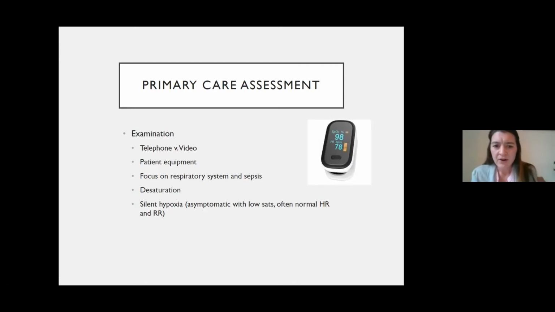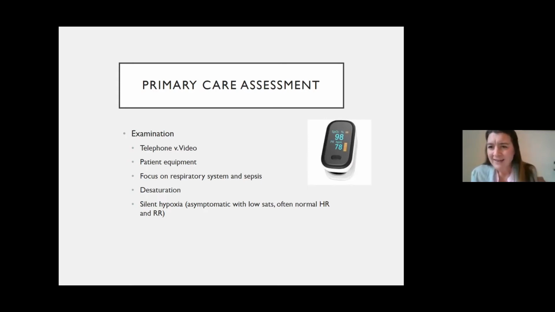We also know that the pulse oximeter is less reliable on darker skin, and I think there's thought to be a 1 or 2% variation if they've got darker skin. Acrylic nails, cold hands also give false readings, as does atrial fibrillation.